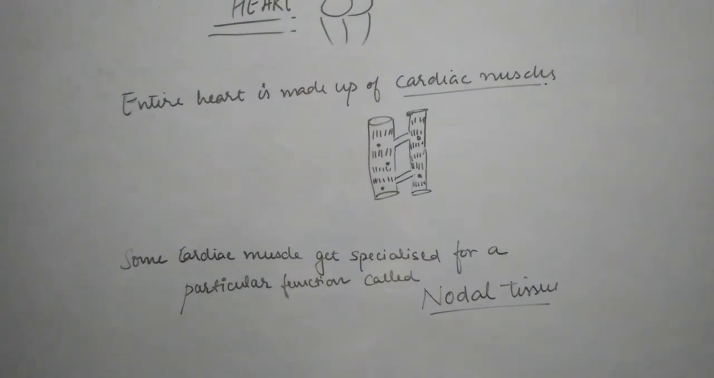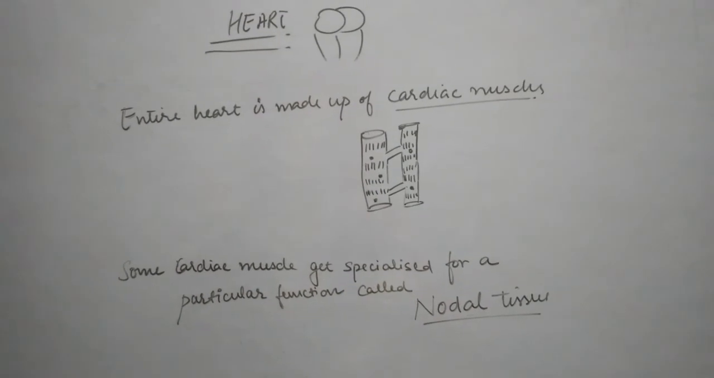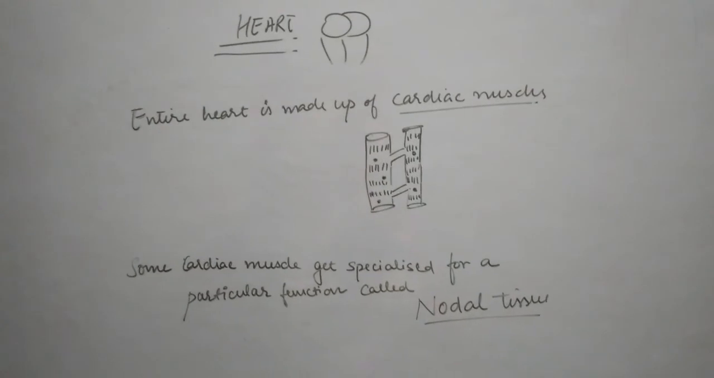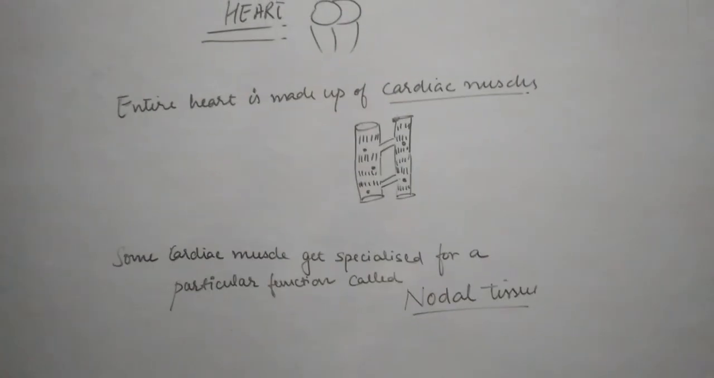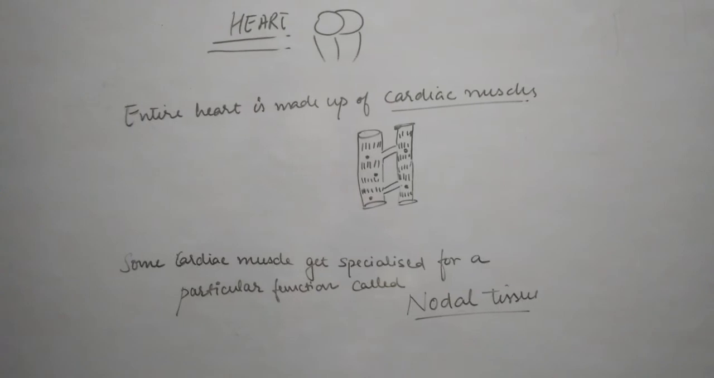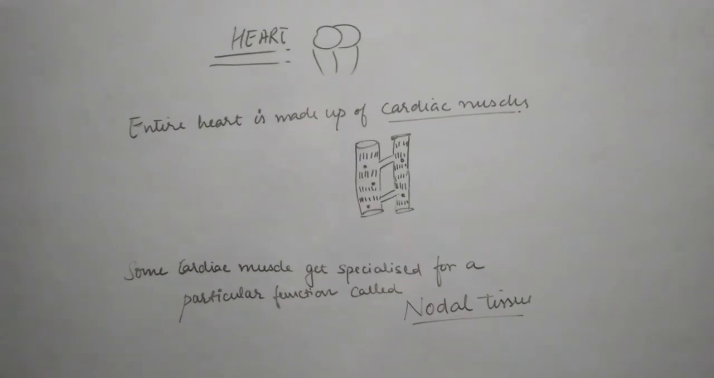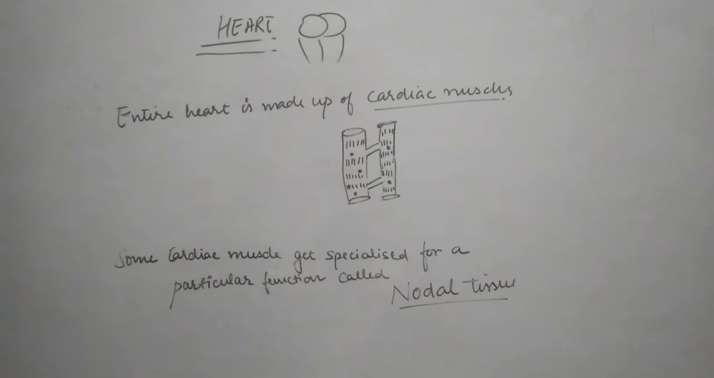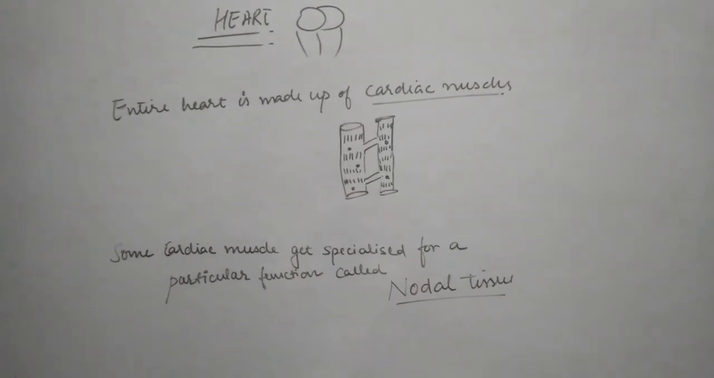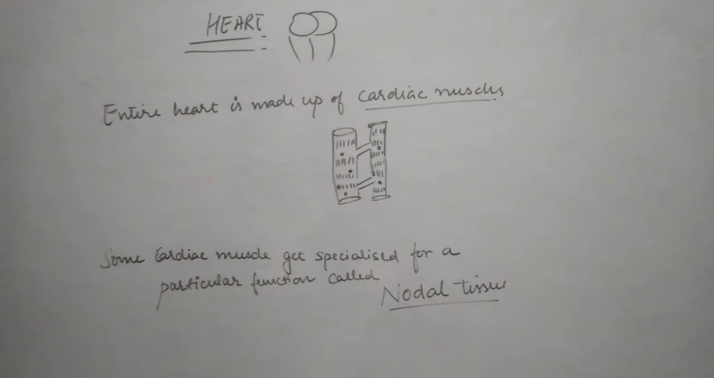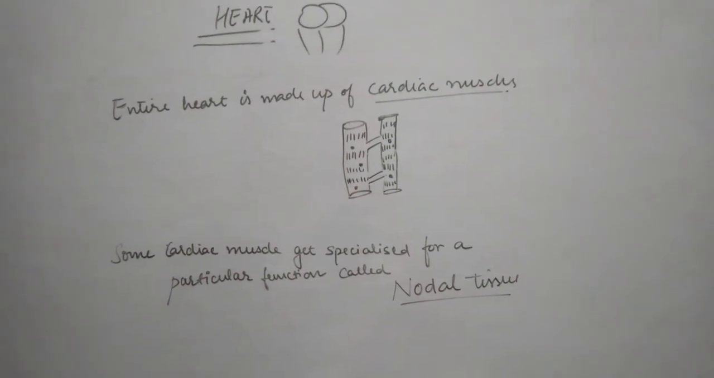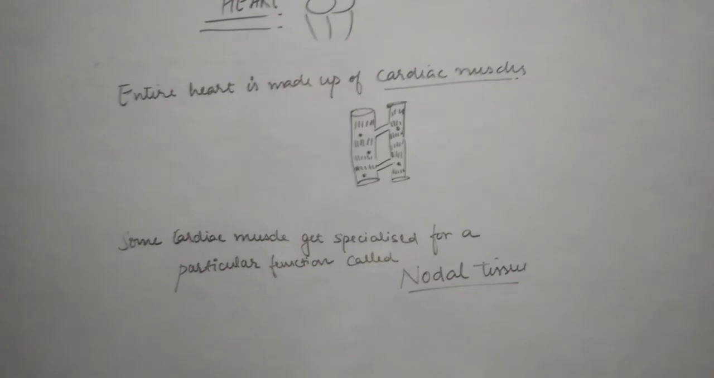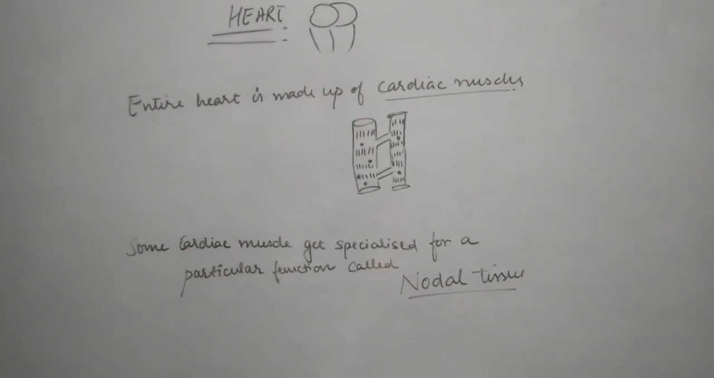Now we will be discussing what tissue the heart is made up of. The heart is a muscular tissue, so it is made up of muscles, and the muscles forming the heart are called cardiac muscles. As you can see, I made a little diagram for you. They are striated as well as branched, so they look like this. Now some of the cardiac muscles get specialized for a particular function and are called nodal tissue.